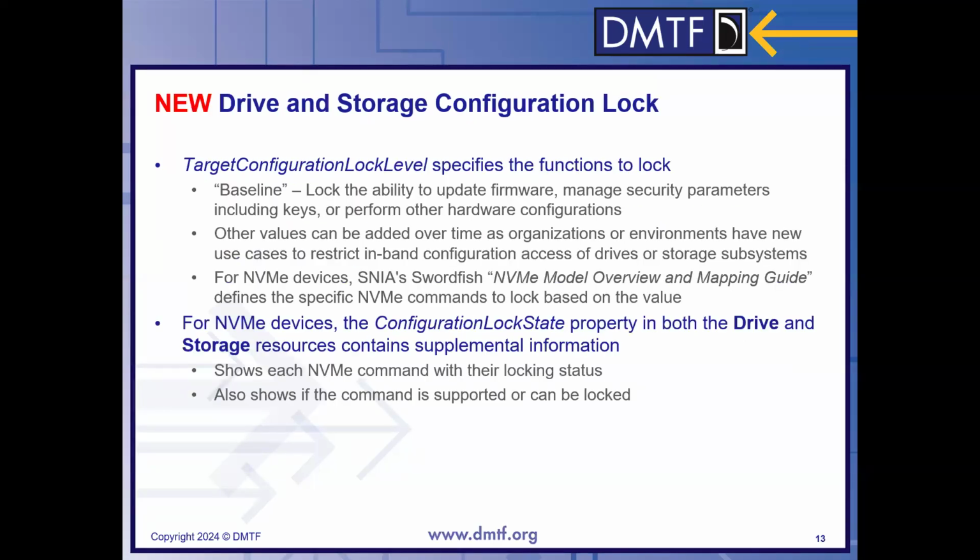So target configuration lock level specifies what types of locking you want to apply to the drive or the storage subsystem. Right now, there's only one value defined. We call it baseline, and this will prevent an in-band user from being able to apply new firmware, manage security parameters such as any encryption keys with the drive, or other types of hardware configurations. And so when this baseline lock level is applied, in order to do things like firmware update, you have to do that through an out-of-band interface.